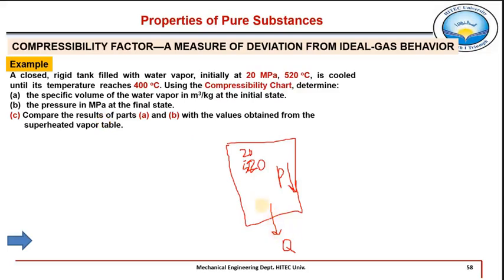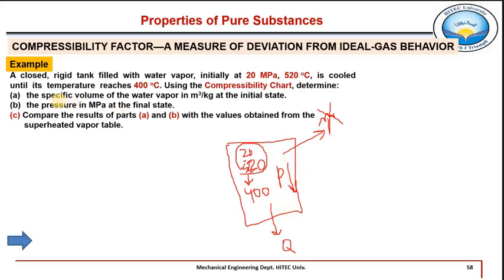Now when heat is taken out, or when it is cooled, its temperature drops to a lower value, for example, 400 degrees Celsius. This was the initial data: pressure of 20 megapascal, temperature of 520 degrees Celsius. Now heat is taken out, but volume is kept fixed. Volume is not changing, and the mass is also not leaving the system. Mass cannot cross the system boundary during this process. So what is happening? Pressure will change.